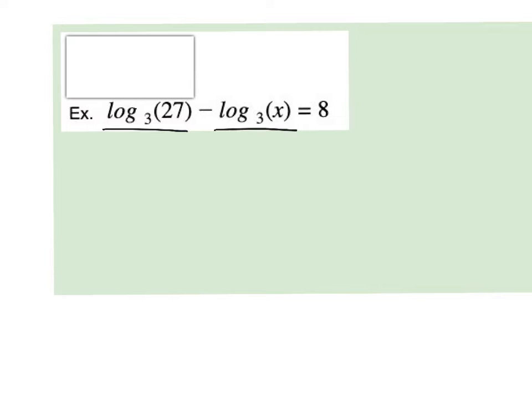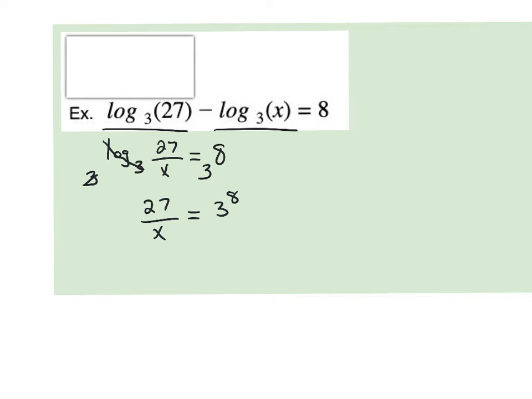So when I take these two, since I'm subtracting, I can rewrite that as the log base 3 of 27 divided by x is equal to 8. Now, I'm going to use the idea of the inverse exponent. If I make that the exponent of each side with a base 3, 3 raised to the exponent of log base 3 cancels out and leaves me with 27 over x equals 3 to the 8th power.